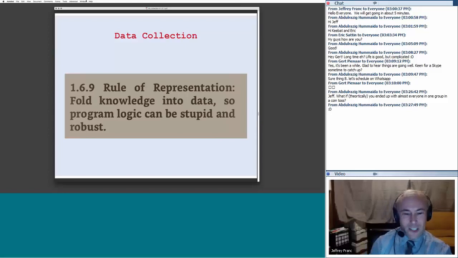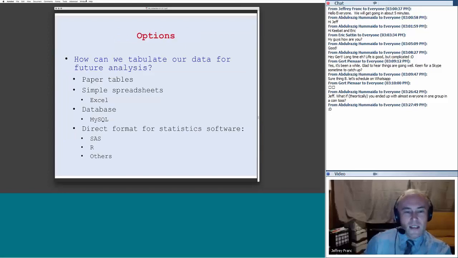Sounds complicated. It's actually just the opposite. What we're going to do is something so simple that it usually astounds people. So how can we tabulate our data? People will often just draw it on a piece of paper. For really simple data sets, we can do that. We can use spreadsheets. I'm a big fan, and you'll see simply tabulating things on spreadsheets.